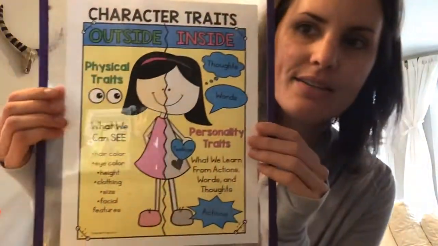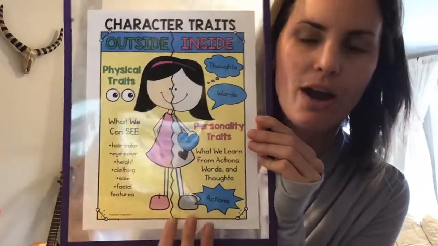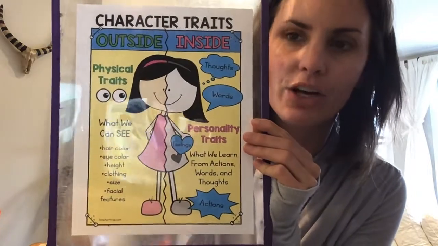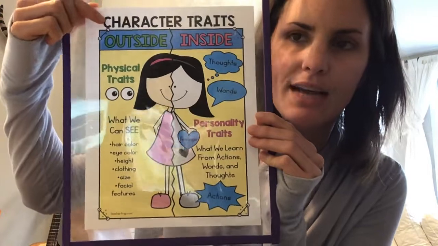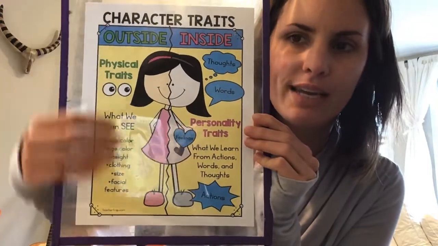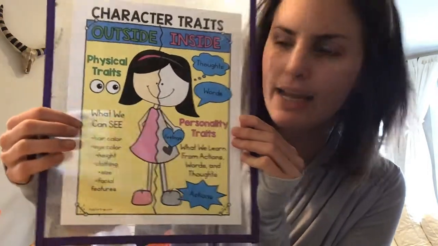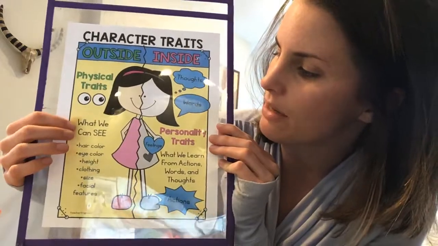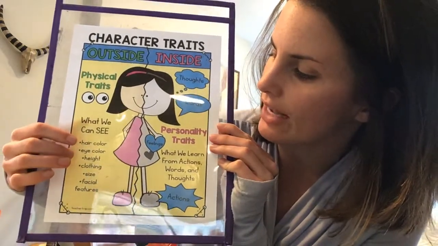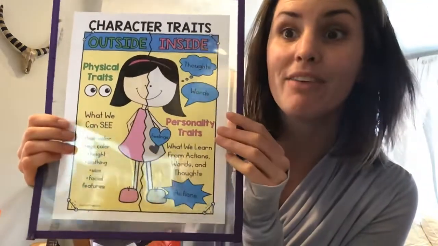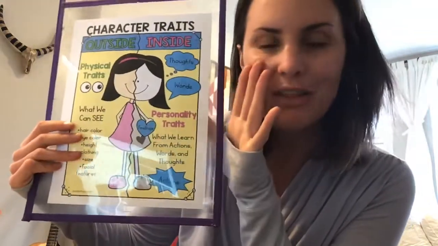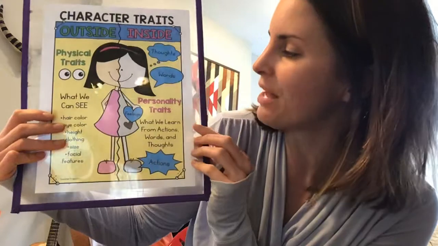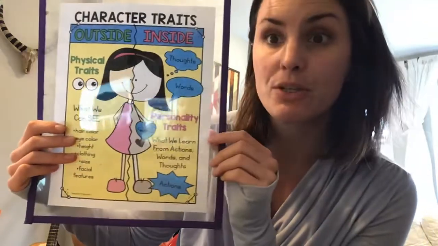So this is sort of the graphic organizer that a lot of us have in our classroom. So it says character traits at the top, and characters can have traits on the outside, what they look like, what we can see. So like what color is their hair, their eye color, their height, their clothing, what kind of animal are they? Because sometimes it's not always a person, it's an animal, like in the story we're going to read today. And in their personality traits.